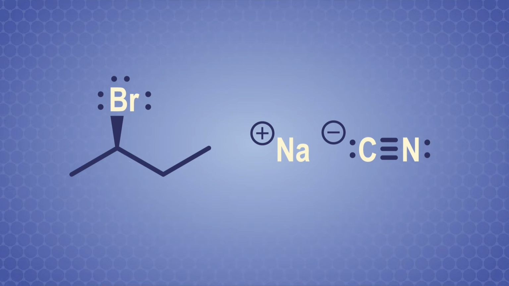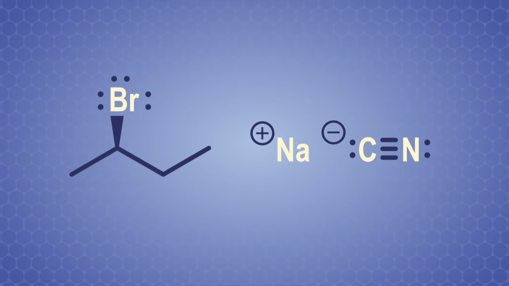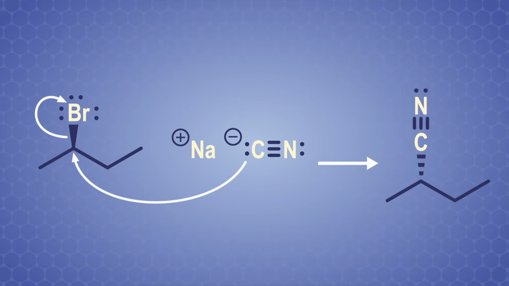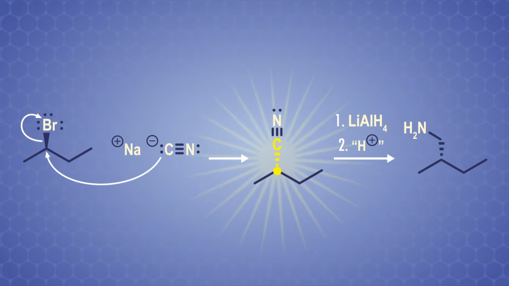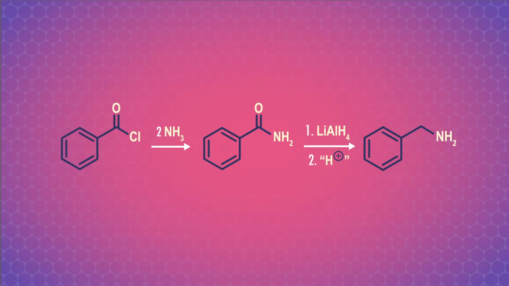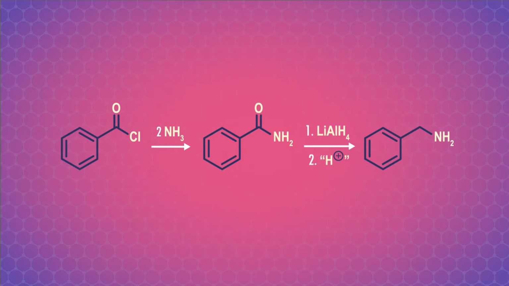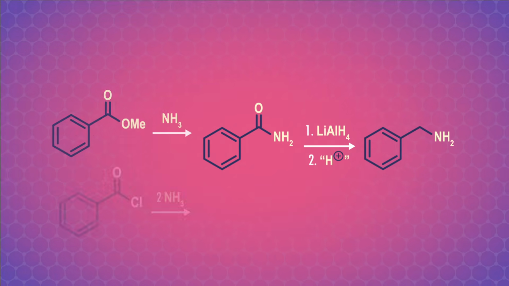A fourth option to get a plain old primary amine is reducing a nitrile. Like the azide reaction, the first step is nucleophilic substitution with the haloalkane. Then we can reduce the nitrile group to a primary amine. We also get a bonus carbon atom with this strategy. And lastly, in episode 32, we learned that we can make amines by reducing amides with lithium aluminum hydride. As a reminder, we can make the amides easily from acid chlorides or esters.